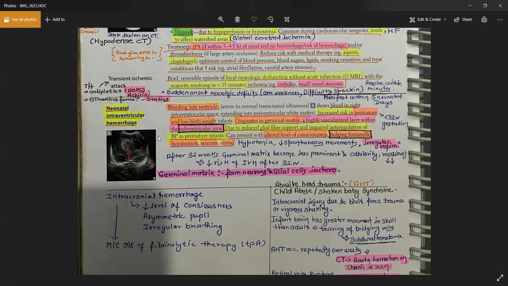Okay, so don't worry. In case of neonatal intraventricular hemorrhage, you will have a hemorrhage within the ventricles. In shaken baby syndrome, you will have a subdural hematoma. The location of bleeding is important. If you get a subdural hematoma in a very little baby, it must be a case of shaken baby syndrome. If you get bleeding within the ventricles, it is a case of neonatal intraventricular hemorrhage.